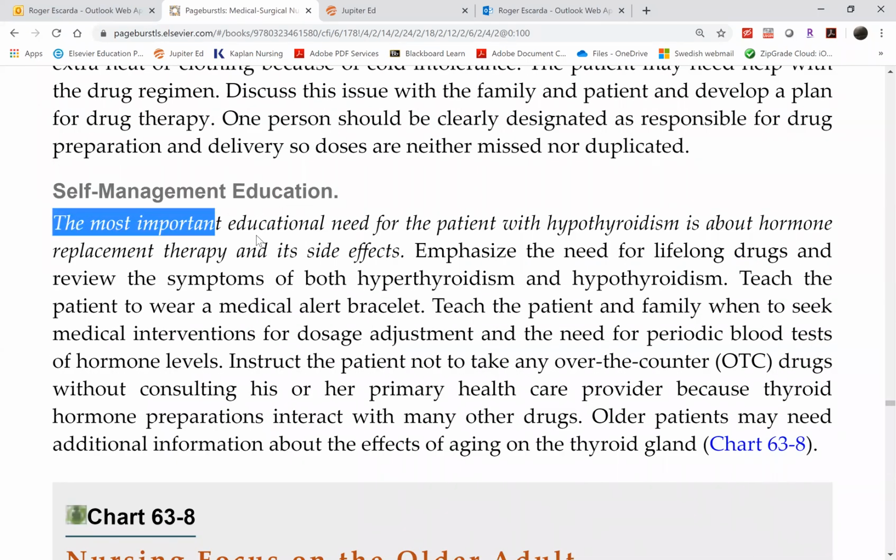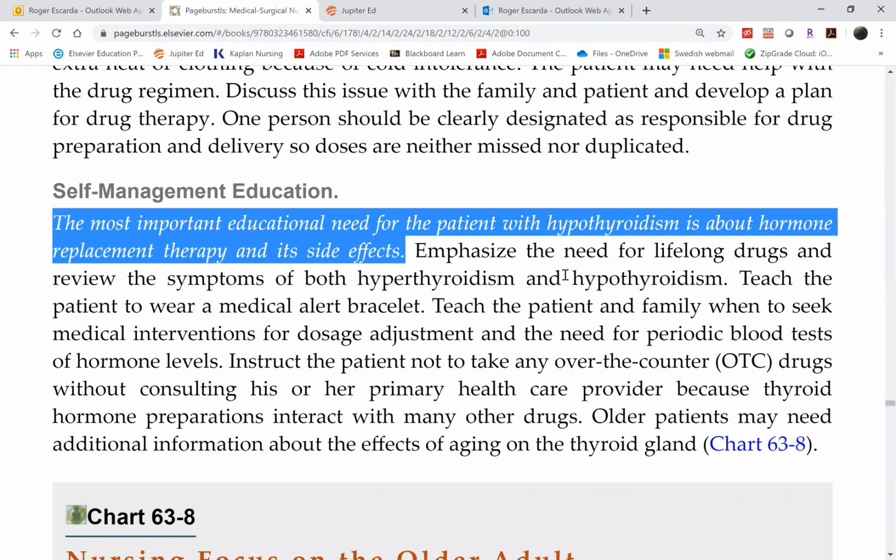Patients should understand that the hormone replacement is for life. Okay, just like what happened in Addison's disease.